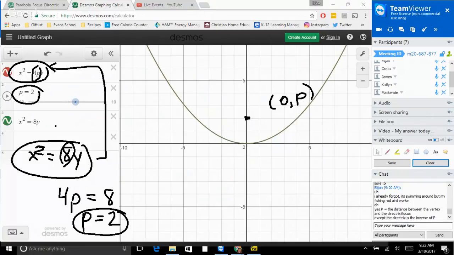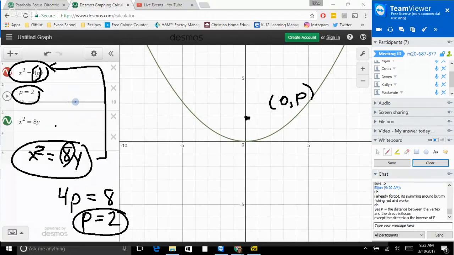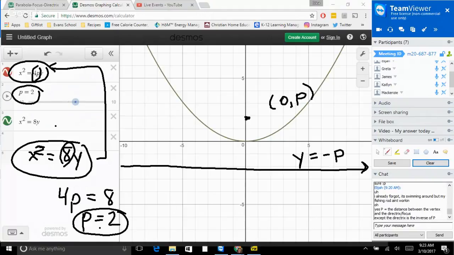And the directrix is always at y equals negative P. So if P is 2, y equals negative 2. That means that my directrix is right here at y equals negative 2.